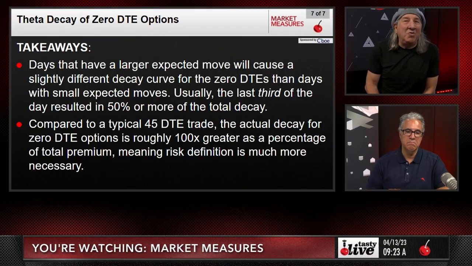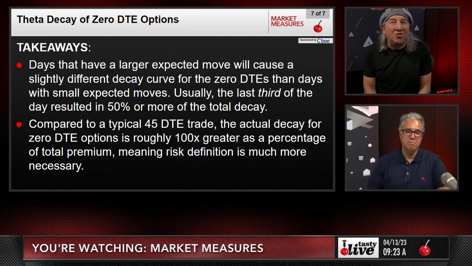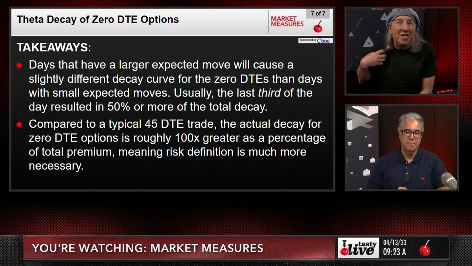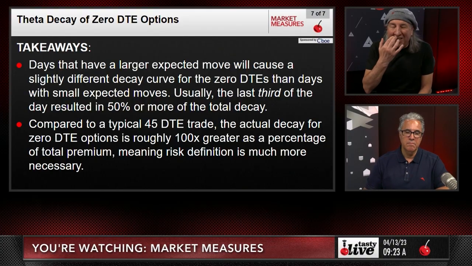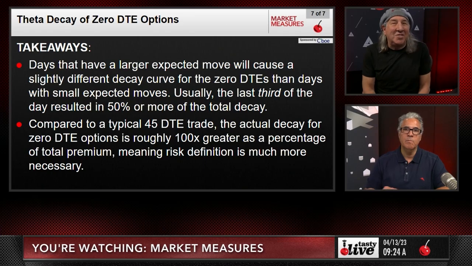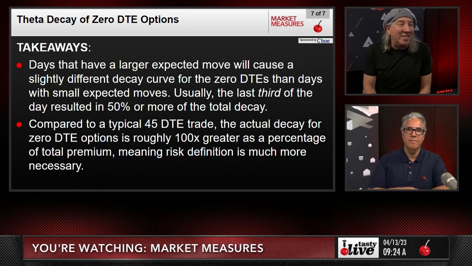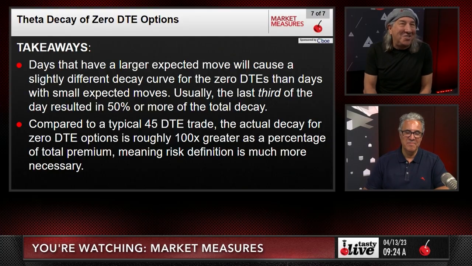And then compared to a typical 45 days to expiration trade, the actual decay for 0 DTE options is roughly 100 times greater as a percentage of the total premium, meaning risk definition is much more necessary. What that means is that if you did a 45-day to expiration trade and sold it, you can make about 0.3% in 1 day. But you can make 100 times more in the 0 DTE, but you take 100 times more risk.